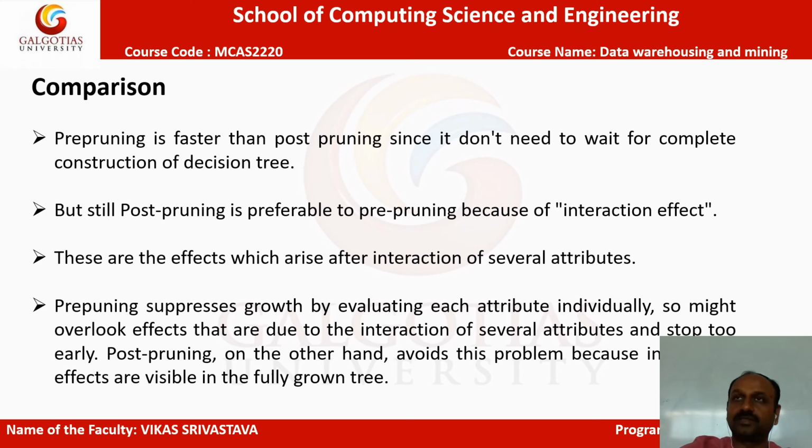if you are applying pre-pruning, because it suppresses the growth by evaluating each attribute individually. So it might overlook effects that are due to the interaction of several attributes and stop too early. Because you will not visit the entire data set and will stop in the initial stage, your tree will not be grown with the complete data set. So it hampers the entire growth of the tree without the proven data which is required to take a decision.